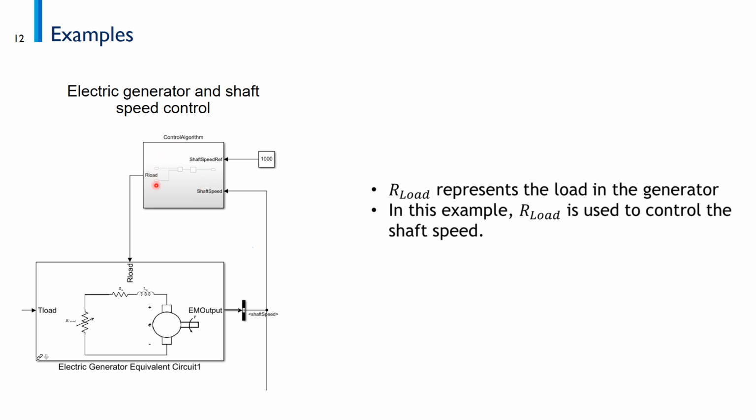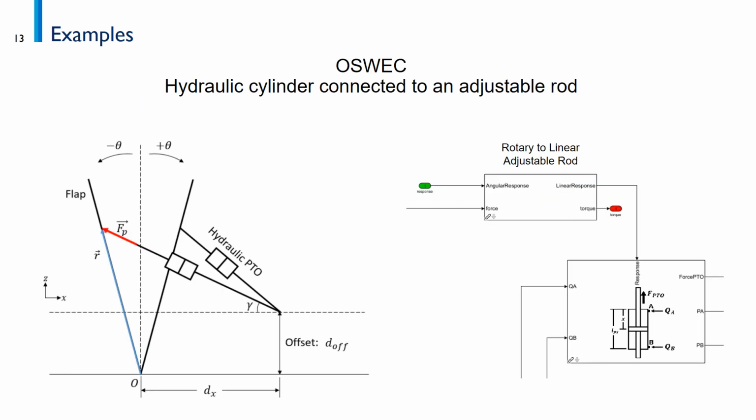So this control algorithm is changing the value of the load in order to control the speed in the generator. R load represents the load in the generator, and R load is used to control the shaft speed in the electric generator. So remember that this complete example you can find in the WEC-Sim applications repository.